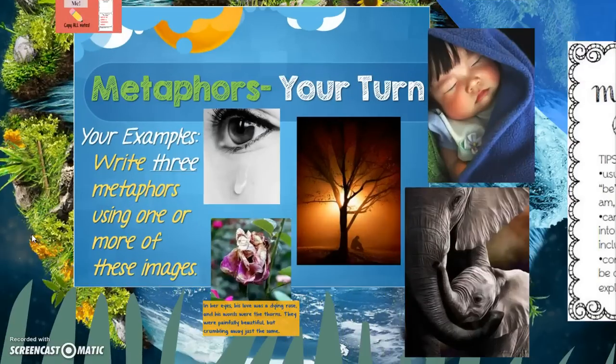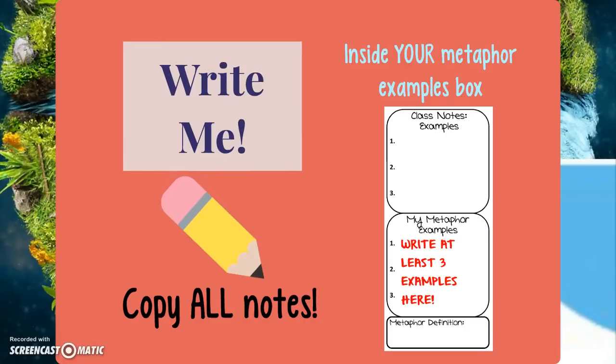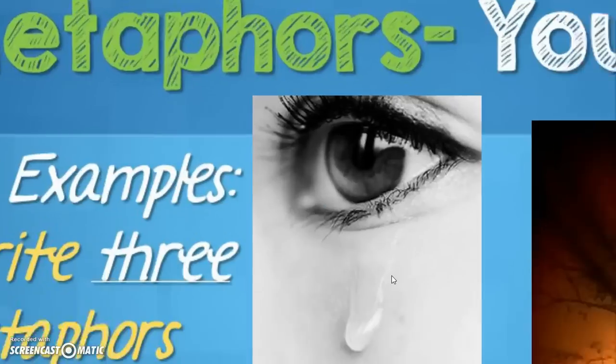But as I go over my 10 minutes, it is your turn to write three examples of metaphors using one or more of these images. There are five more images and you are writing metaphors. And again, nothing that you've seen before, like "He was a rock" or "the girl was a mountain." I want you to use your own ideas and really focus on these pictures because they're pretty wonderful. You're writing your examples in the section right here where it says write at least three examples here.